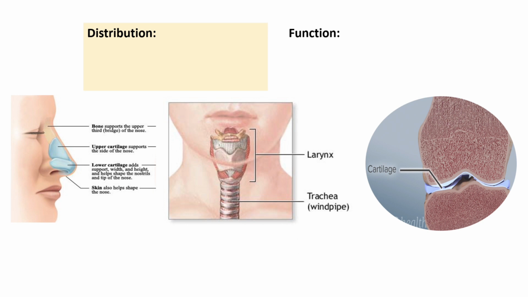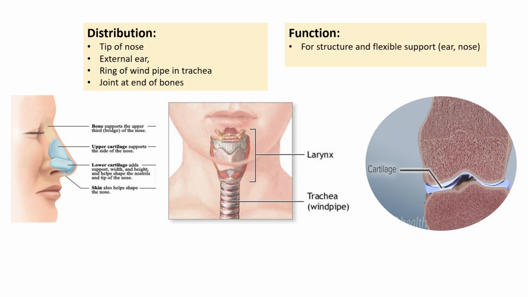We can find hyaline cartilage at the tip of the nose, the external ear, the rings of the windpipe and trachea, and also at the joints at the ends of bones. The main function of hyaline cartilage is for structure and flexible support, and also to reduce friction between joints.